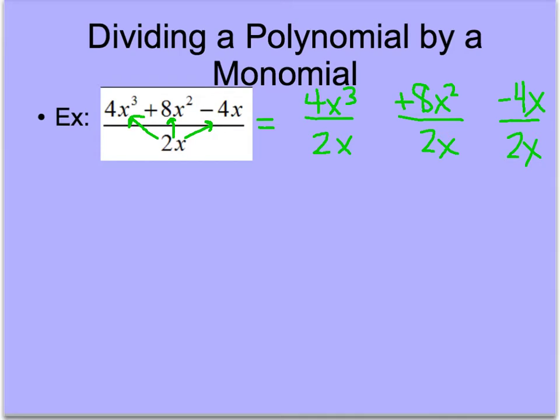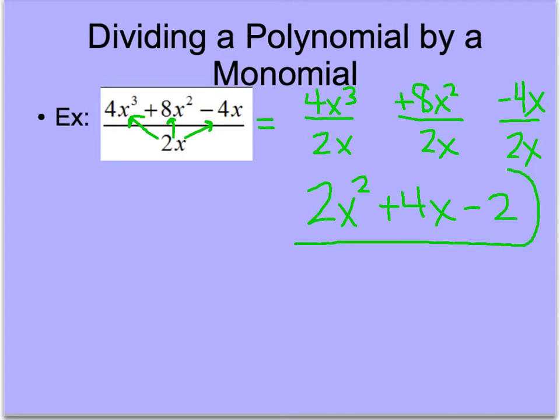So 4x to the third divided by 2x becomes 2x squared using our division properties that we learned about exponents last unit. And then we have 8x squared divided by 2x, which is 4x, and then negative 4x divided by 2x, which is negative 2. And so this trinomial would be the answer to this division.